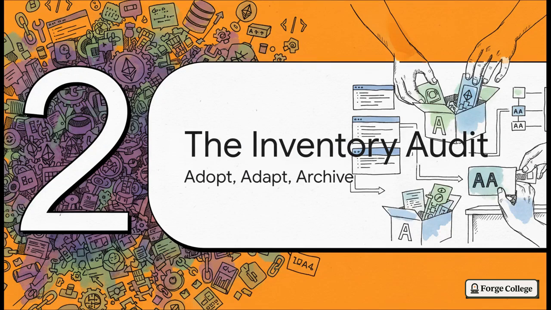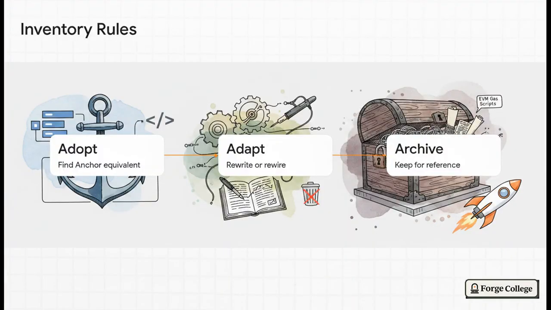Phase 2, the inventory audit. Now, what's really interesting about this next concept is how we systematically triage all those EVM tools currently cluttering up your workspace. To make this audit work, we're going to use a beautifully simple rule of 3. Adopt, adapt, or archive. Take a hard look at your current toolchain. First, can we adopt a direct Anchor equivalent? If not, do we need to adapt it by rewiring the underlying logic? Or, third, and honestly, this is the most therapeutic one, can we just archive it?